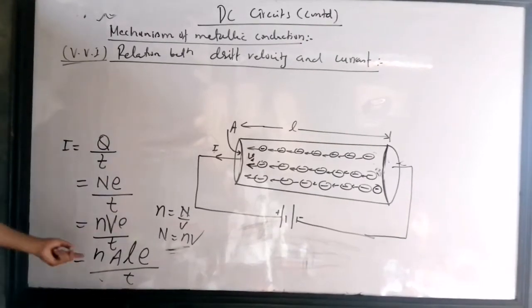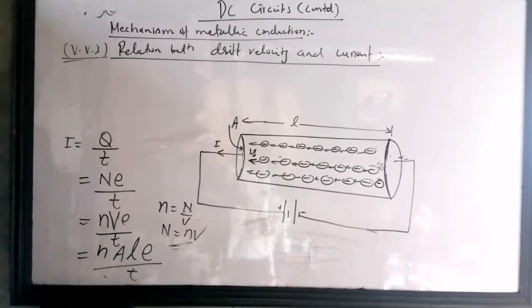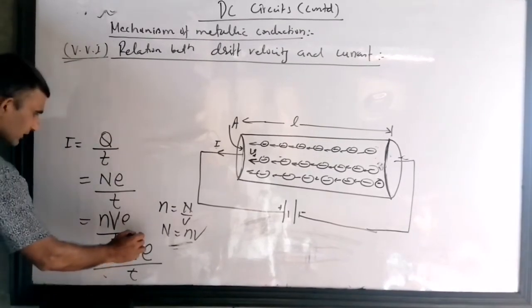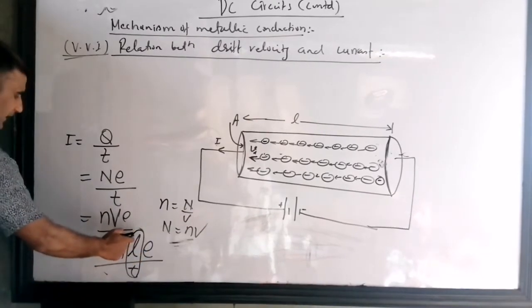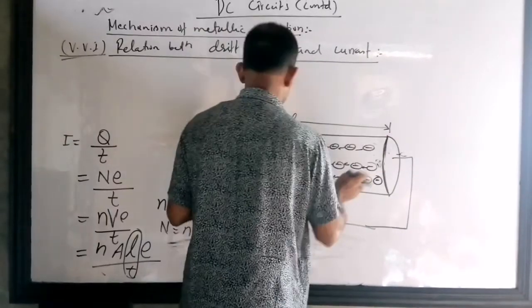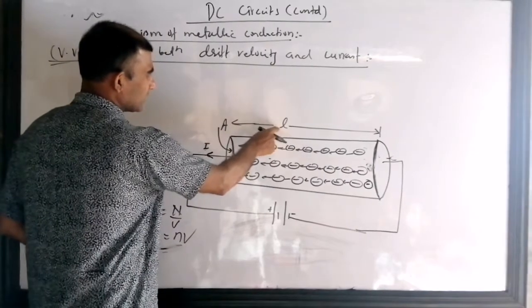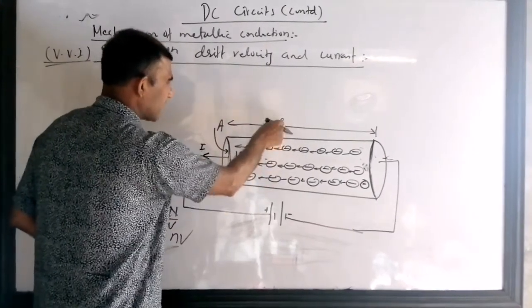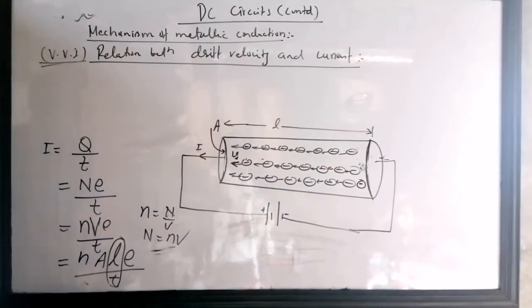Now see what happens. I got nALe upon t. There is one thing you must notice. This is distance upon time. Length is distance, and this is time. How much time does it take to cover it? So total distance by total time is velocity. That means it is the average velocity the electron acquired. That we call the drift velocity.